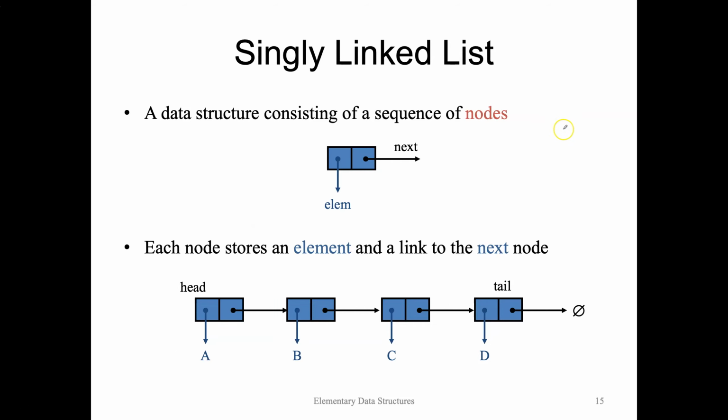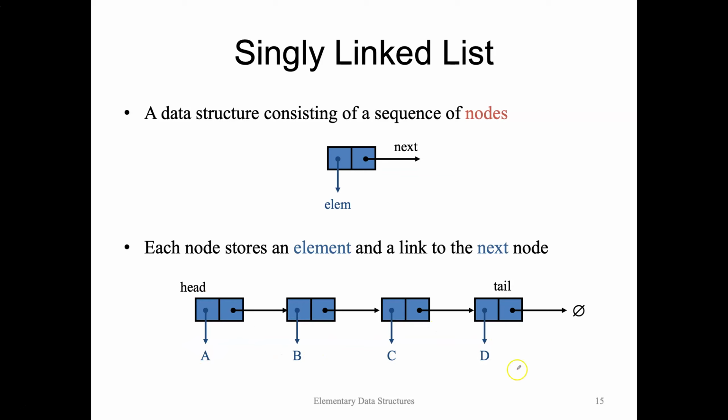So a singly linked list consists of a sequence of nodes. So this is one node. Each node stores some element, whatever arbitrary object we're storing. And it also stores a pointer to whatever the next node is. So our singly linked list contains just a sequence of these nodes.